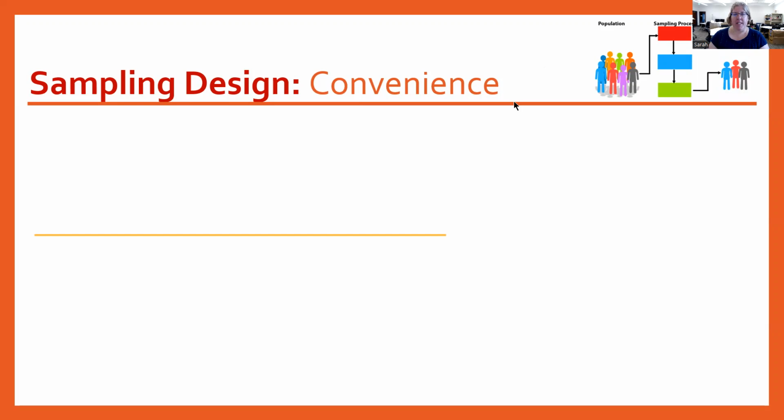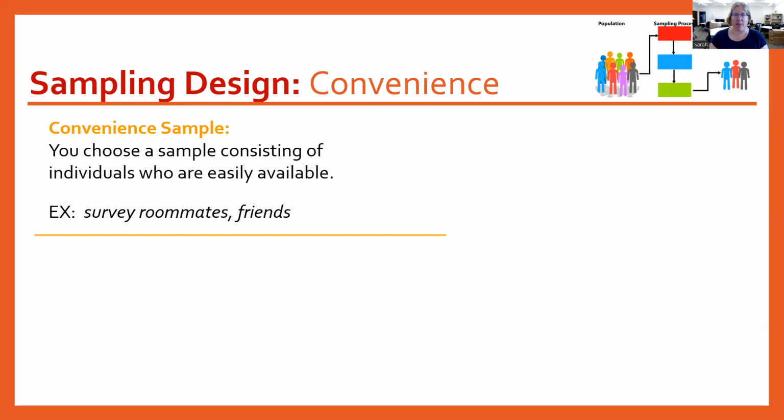In a convenience sample, you as the researcher choose people who are easily available to you. So these could be your friends, maybe people in a class. You show up early, you're like, hey, quick, take my survey. These could be people in your theater group or on your sports team. So it's just kind of the lazy way out. You're just asking whoever's around you.